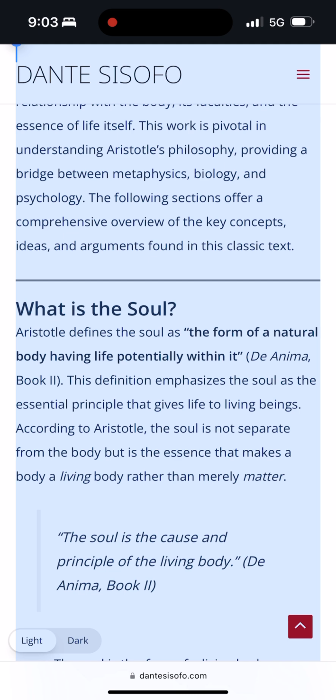What is the soul? Aristotle defines the soul as the form of a natural body having life potentially within it. De Anima, Book 2. This definition emphasizes the soul as the essential principle that gives life to living beings. According to Aristotle, the soul is not separate from the body but is the essence that makes a body a living body rather than merely matter. The soul is the cause and principle of a living body. De Anima, Book 2. Key points.